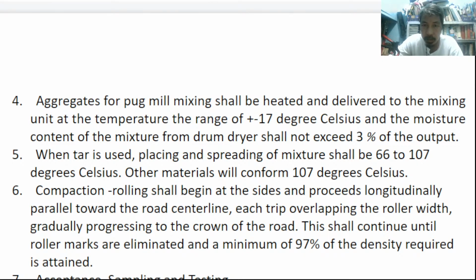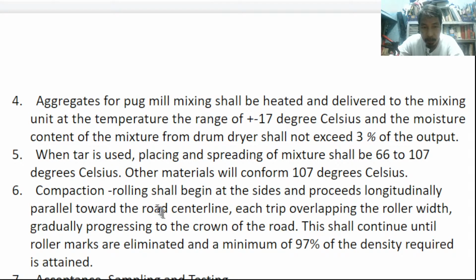Mixing shall be heated and delivered to the mixing unit at a temperature of about plus minus 17 degrees Celsius, and the moisture content of the mixture from the drum dryer shall not exceed 3% of the output. Imagine the moisture content is being controlled at 3%. Tolerance. Shall not exceed 3% of the output. Imagine that. What more, when we are controlling the moisture content of the air inside our homes, just like we have discussed in our previous subject, previous course. When tar is used, placing and spreading of the mixture shall be 66 to 107 degrees Celsius. Other materials will conform to 107 degrees Celsius.